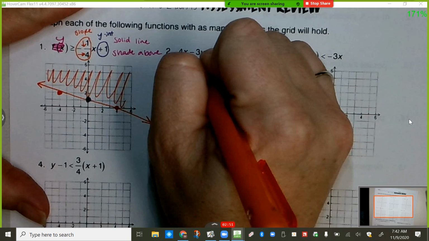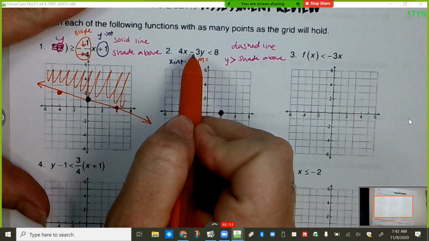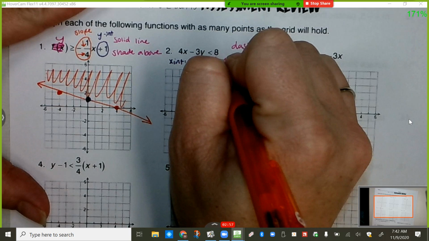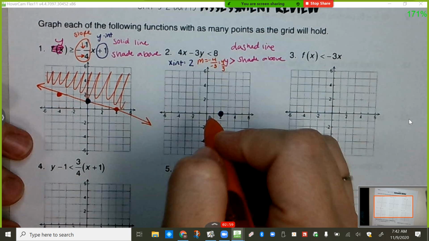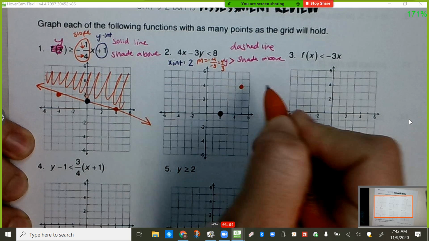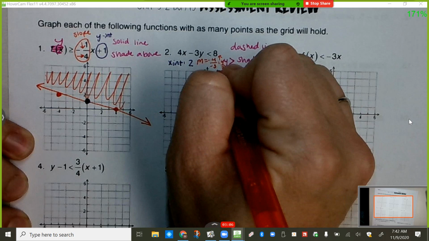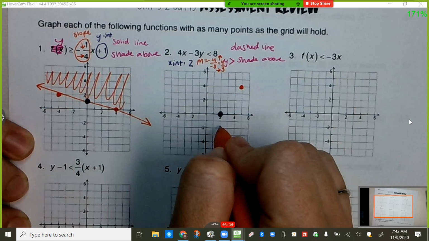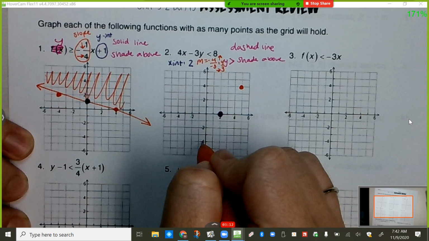So let's go to our slope. Opposite of a over b. So negative 4 over negative 3, which is just a positive 4 over 3. So rise 1, 2, 3, 4, run 1, 2, 3, because we're going to go up 4, right 3. We can also go down 4, left 3. Down 1, 2, 3, 4, 1, 2, 3.